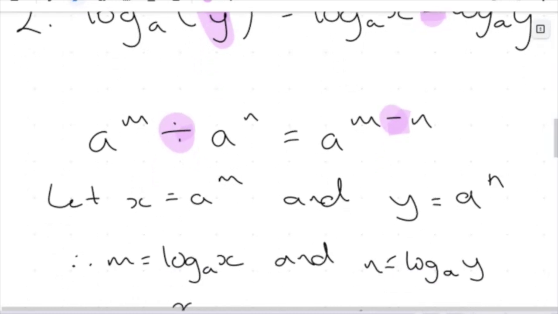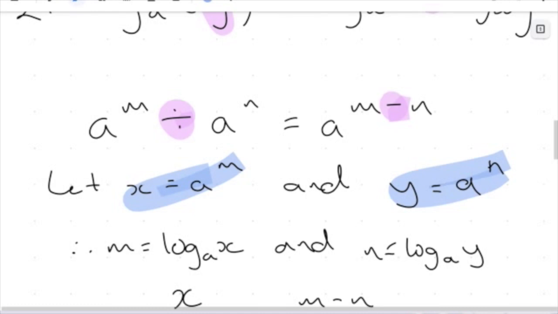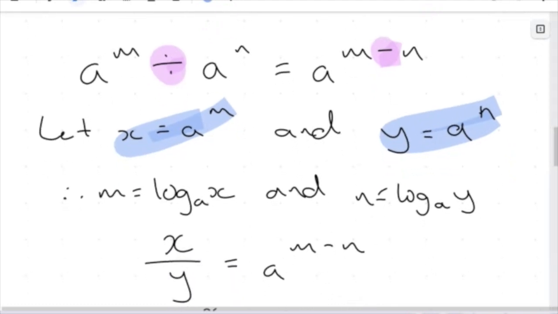Now, once again, same as the previous example, we're going to write this in log form. So I'm rearranging these two here into these ones you see below. So I can write m, this power, as equal to log to the base a of x, and n equals log to the base a of y.